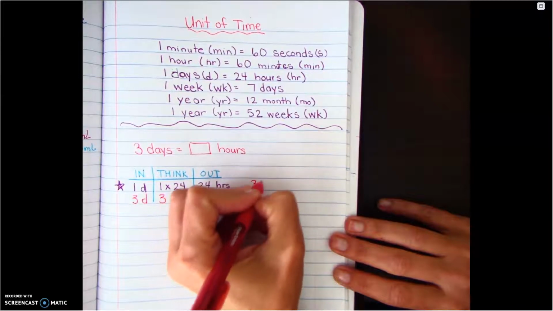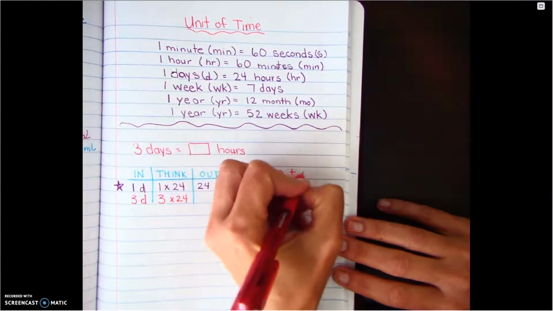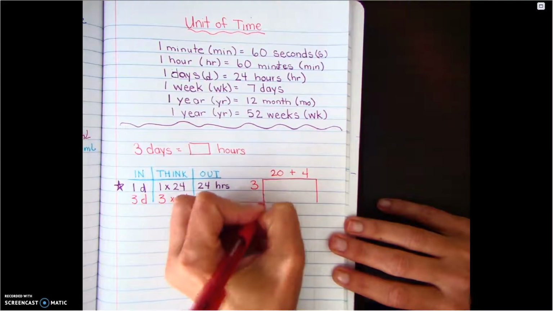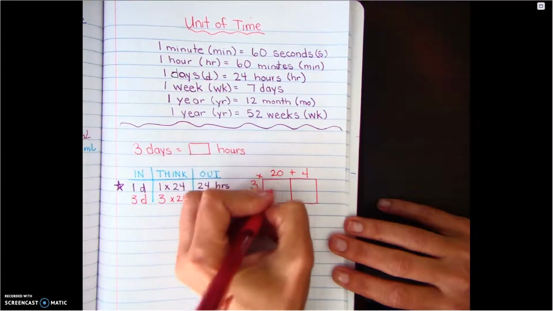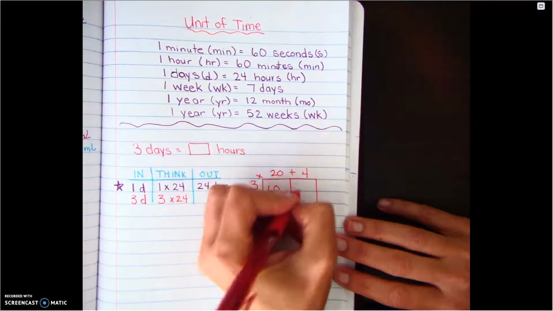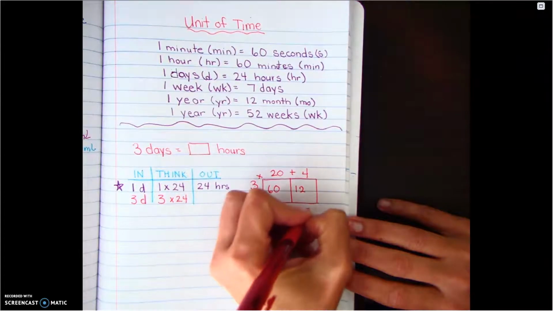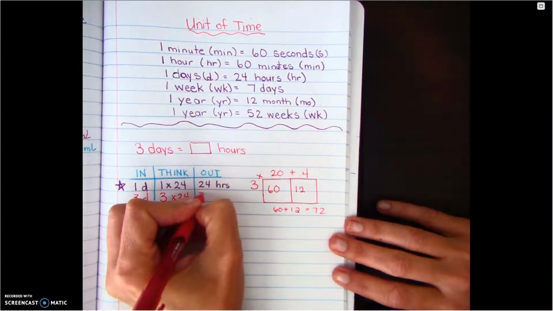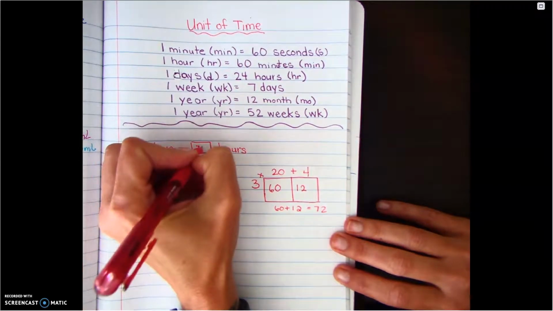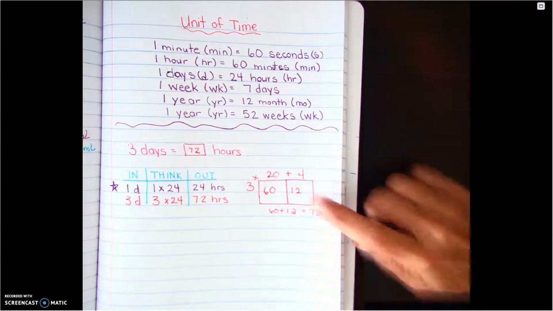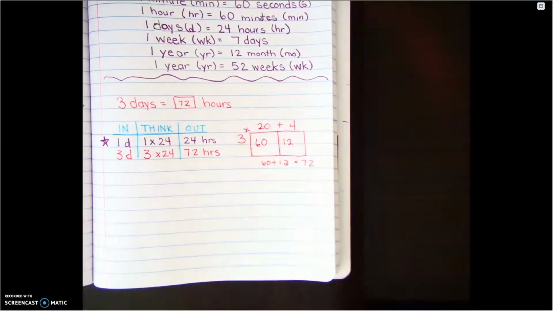So I've got a 3 here. 24, when I break it apart, is 20 plus 4. I draw my box. So I do, and then my times is here. 3 times 20 is 60. 3 times 4 is 12. And I add those two together, 60 plus 12, and that gives me 72. So that means there is 72 hours in 3 days. So I'd put 72 right here. All right, so when we get to our multiplication, remember to use your area model or your regular algorithm.